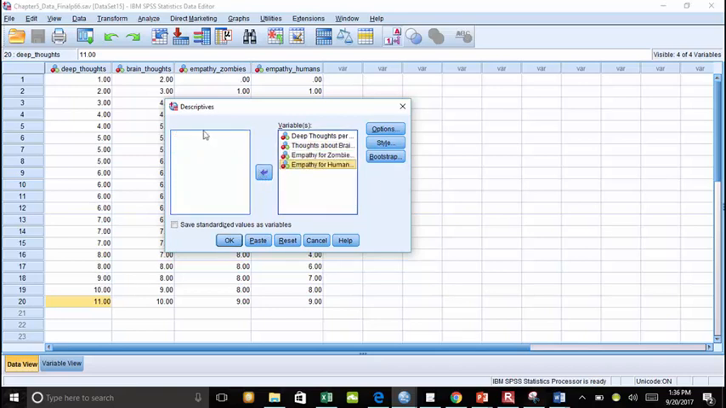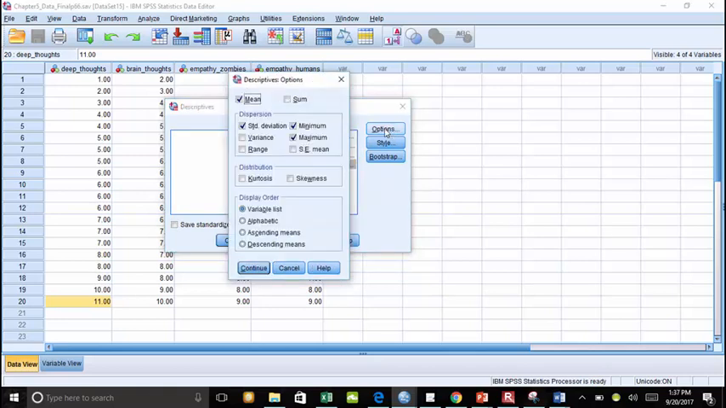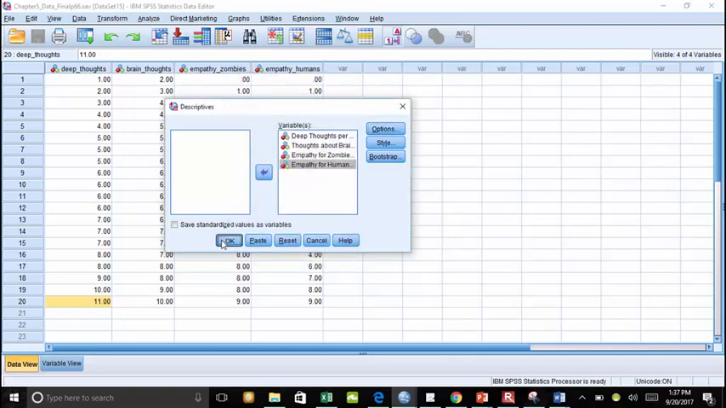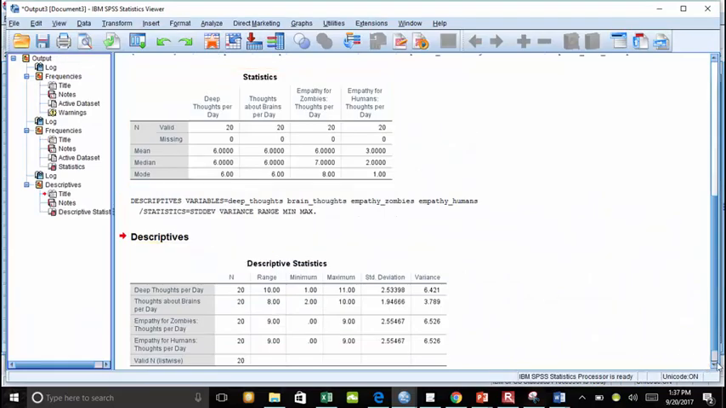And now in this descriptives section, you would hit options, and here you go. I'm going to uncheck mean because at this point I'm just wanting my measures of variability. I want standard deviation, minimum, maximum. I want the variance, and I'll take the range as well. So here are those measures of dispersion. Click continue, click OK. And now here are your descriptive statistics.